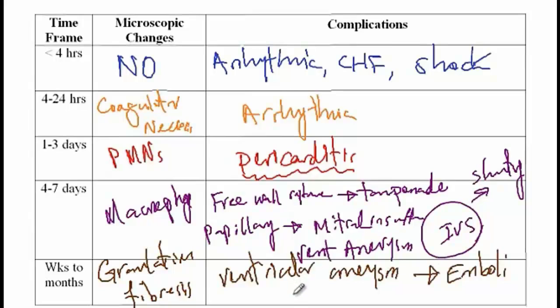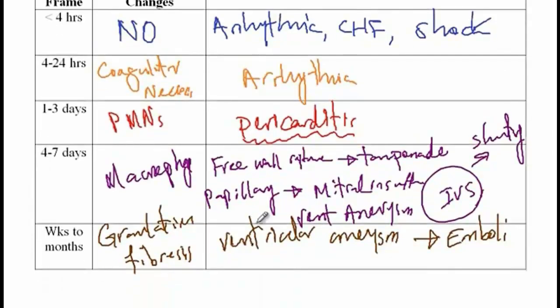In addition, because of the immunologic reaction, these patients can develop Dressler syndrome. So here we can have Dressler's syndrome, which causes inflammation of the pericardium. So they have similar symptoms to the pericarditis.